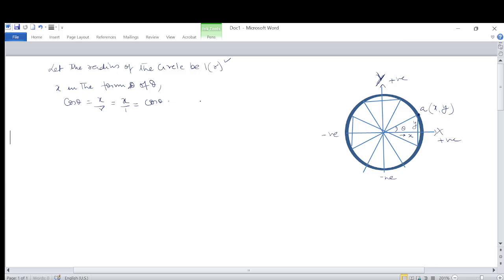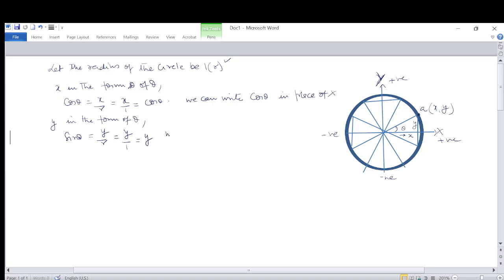So we can write cos theta in place of x. In the same way, y in the form of theta. So what is y? Sine theta is y upon r. R is 1, so y upon 1 is equal to y.